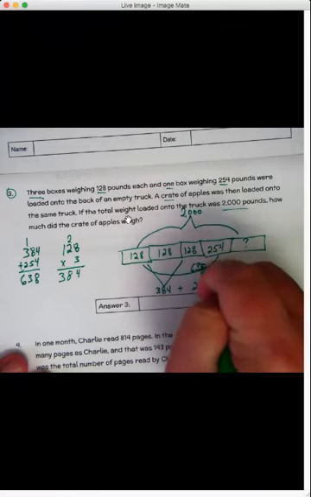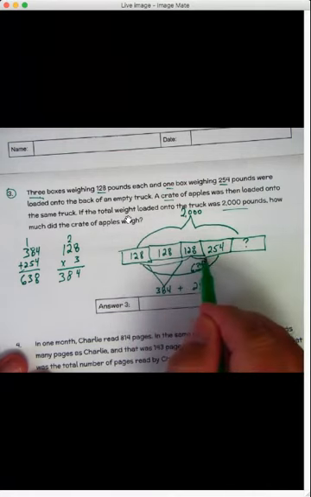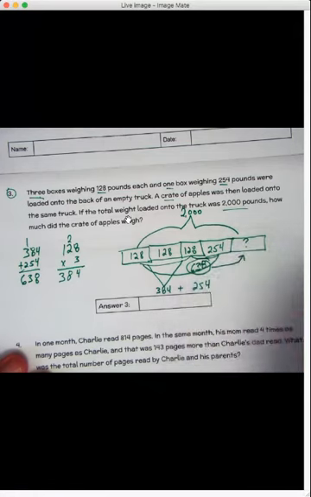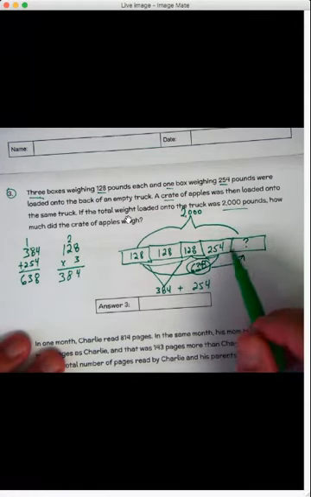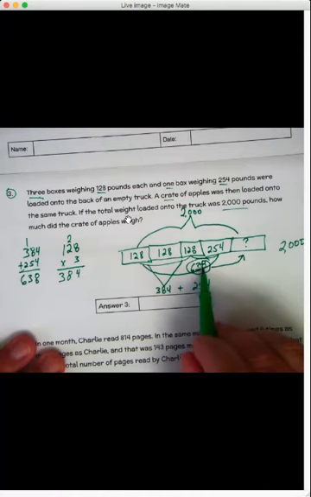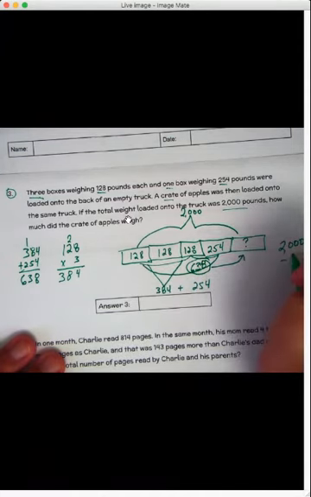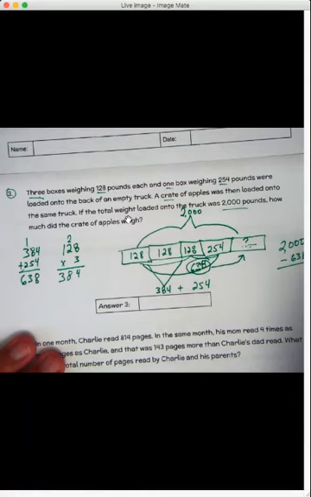638 pounds. Okay, so all of these 3 plus this one are 638, but we want to know how much the apples weighed if the total weight was 2,000. So let's take 2,000, that total weight, and let's take away how much these 4 boxes weighed, which is 638, and then whatever is left over is how much the crate of apples weighed.